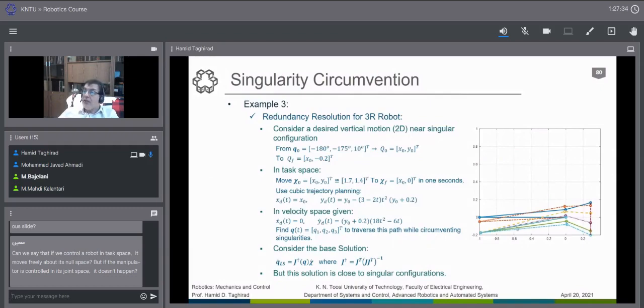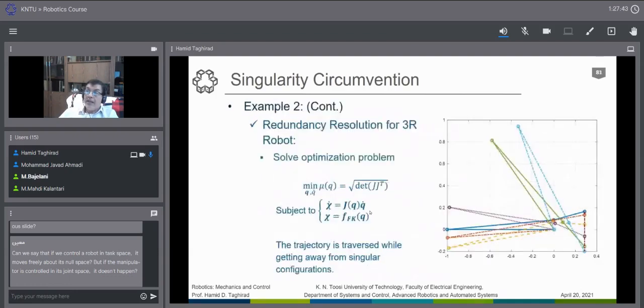Yes, of course, we can move it from there by adding a cost function related to the singularity. For example, we consider the manipulability measure. The manipulability measure was the determinant of J J transpose inverse, or the singular values of J. You can use both of them in MATLAB. You have the singular value and you have the determinant. And this is quite fine. And this is the manipulability measure.